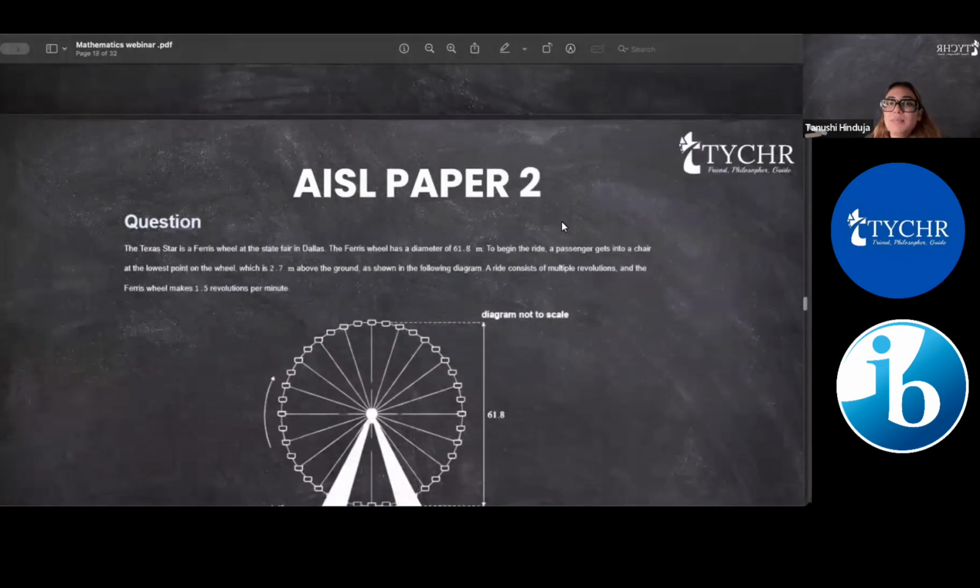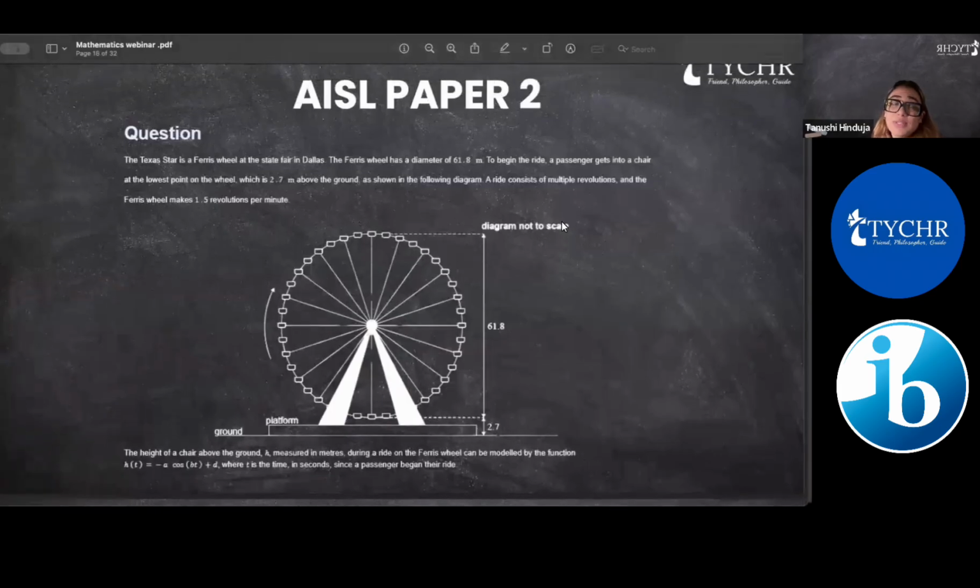All right. Next, we have an AISL paper 2 question. This is a Ferris wheel question, the famous Ferris wheel question. Okay, so I'm just going to give you guys a minute to look over it because it's a long question to read.